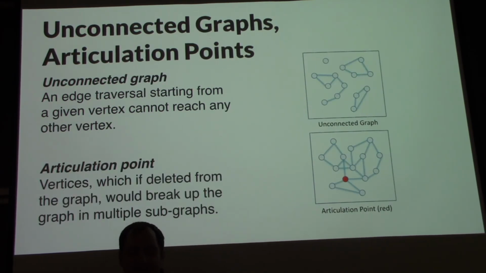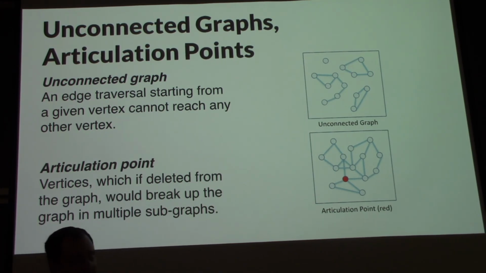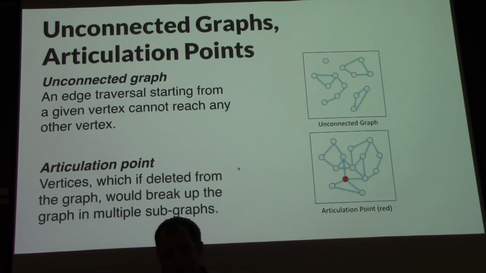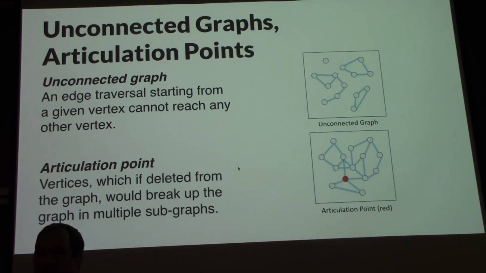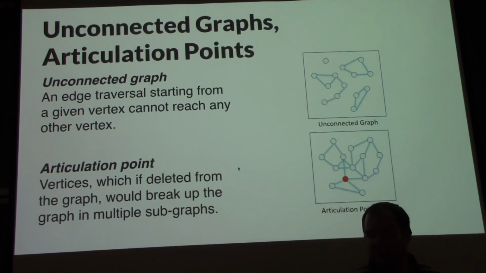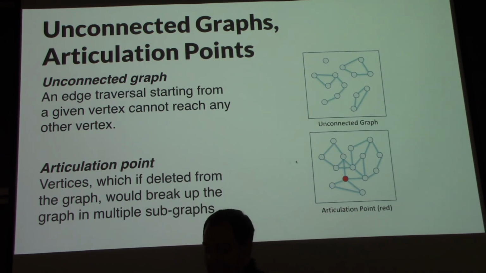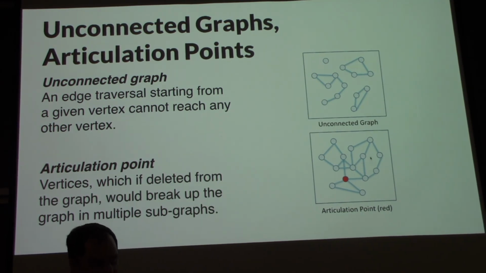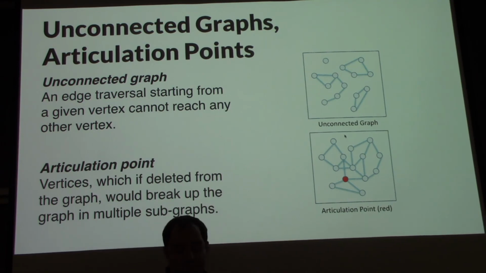There are graphs that can be unconnected, so just because you have different segments of a graph where there's no path between them, it is still a graph. And then there are special points in the graph. For example, an articulation point, and the definition of an articulation point is a vertex which, if deleted, would break up a connected graph into multiple subgraphs. Here is an example. If I deleted the red point here, I would break up the graph into 2 graphs. And I don't think there is another articulation point in this graph.